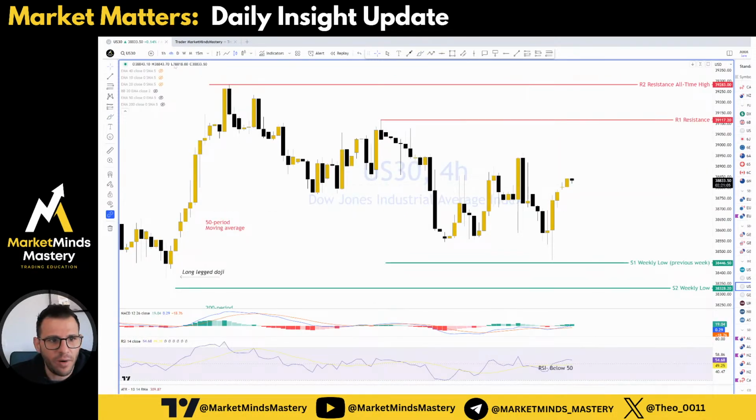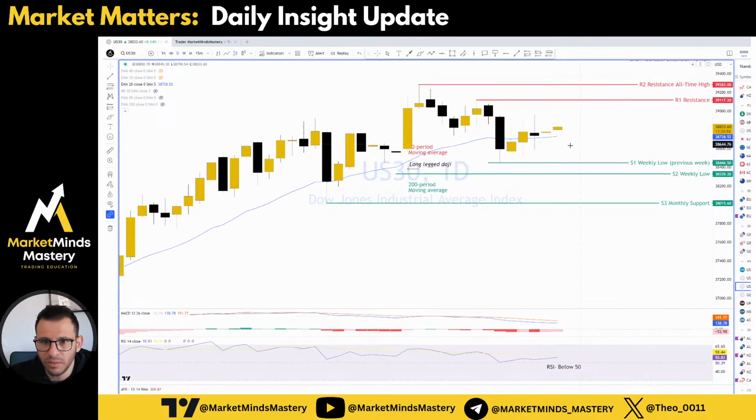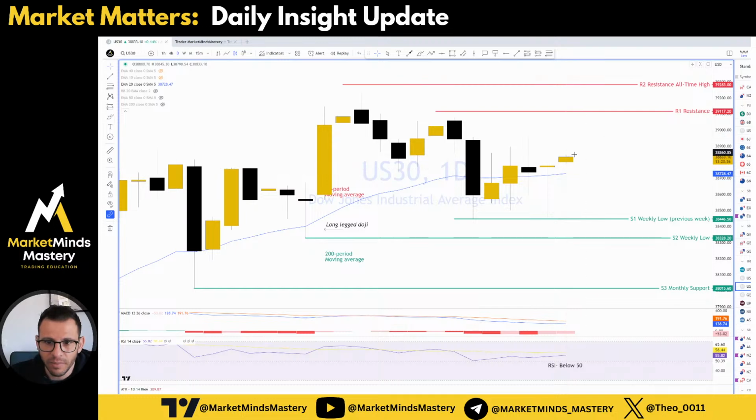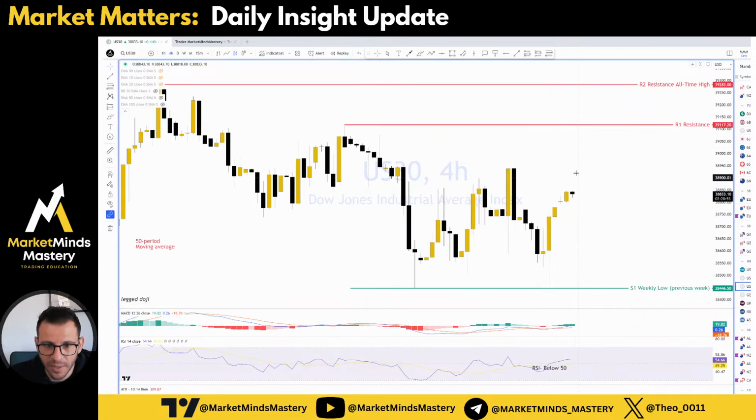next one, US 30 on the daily chart. Yesterday rejection around this weekly low, and probably the price wants to continue a bit further to the upside. There is a resistance area here if you're going to trade the 4-hour time frame, so keep that in mind. Guys, any questions, please put them on the chat below.